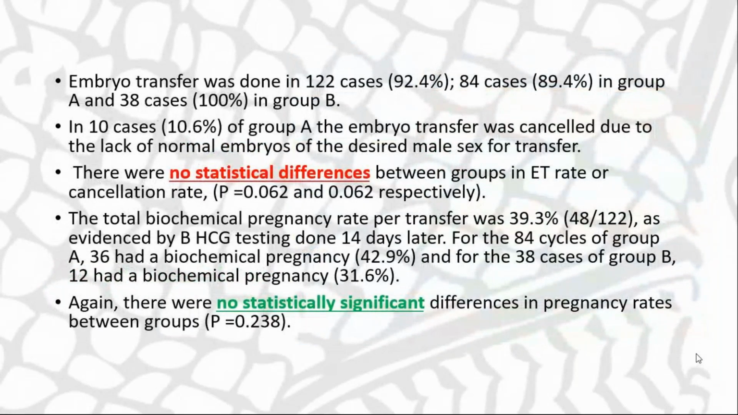There was no statistically significant difference in the embryo transfer, but as I mentioned before, we have a higher rate of cryopreservation in group A. As regards the biochemical pregnancy rate, we achieved a 39.3% total biochemical pregnancy rate in both groups. There was no statistically significant difference between groups in the pregnancy rate.